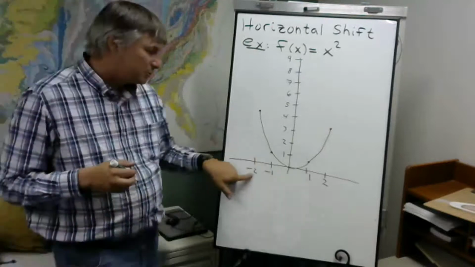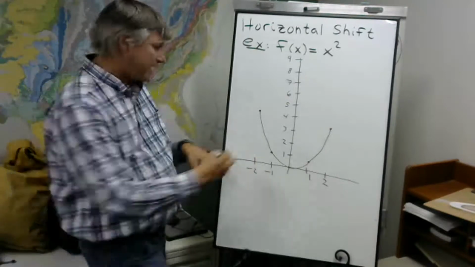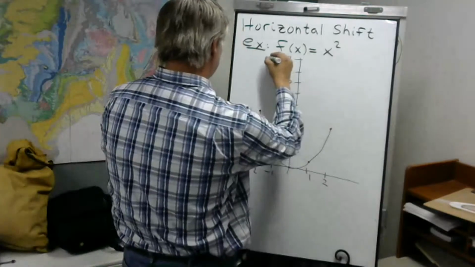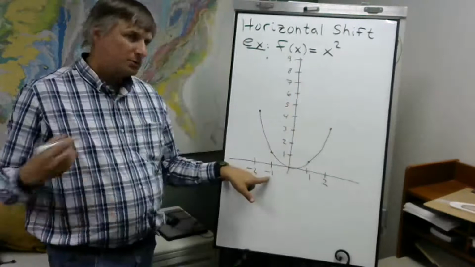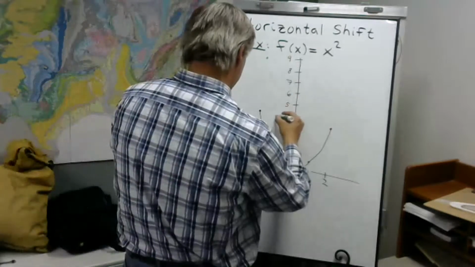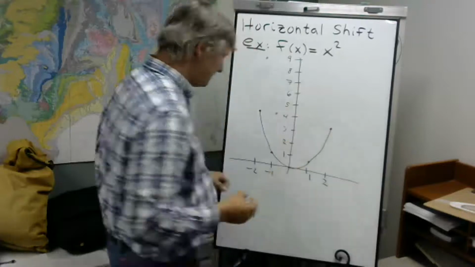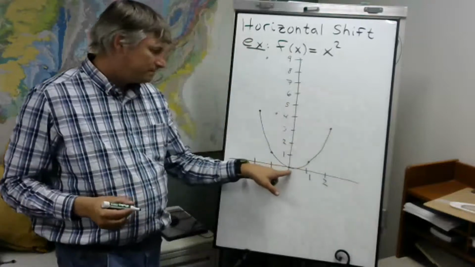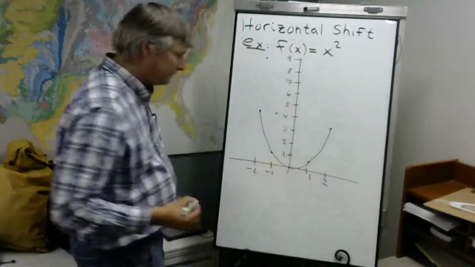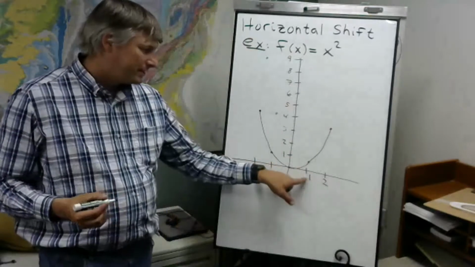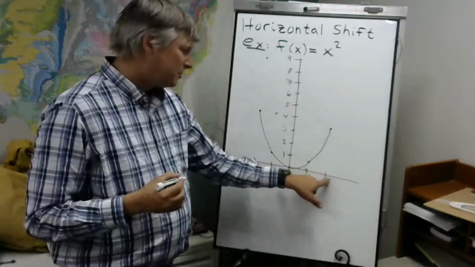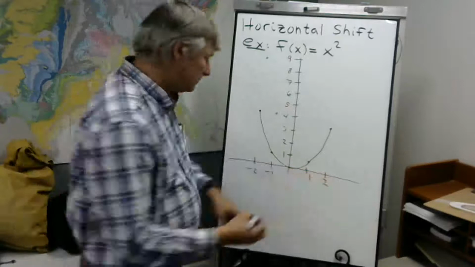So we had -2, subtract 1 was -3. Square that, you get +9. -1 subtract 1 was -2. Square that, you get 4. 0 minus 1 is -1. Square that, you get 1. 1 minus 1 is 0. Square that, you get 0. 2 minus 1, square that, you get 1.